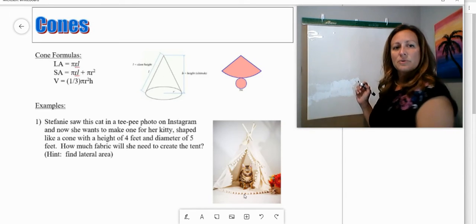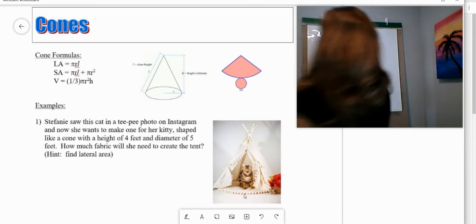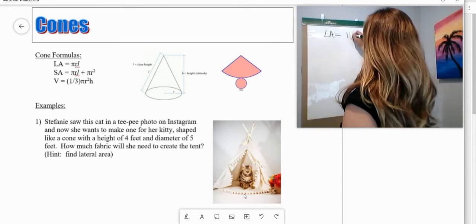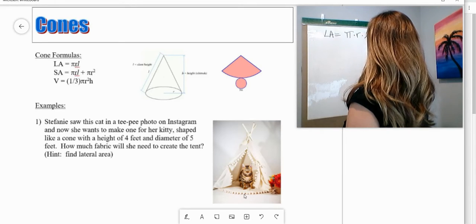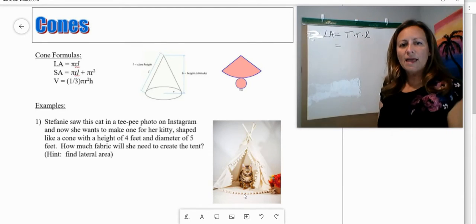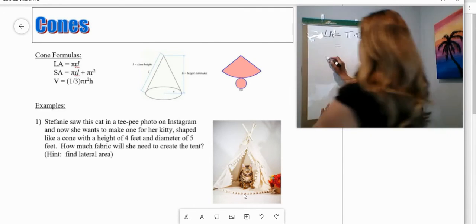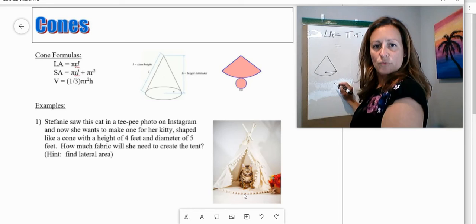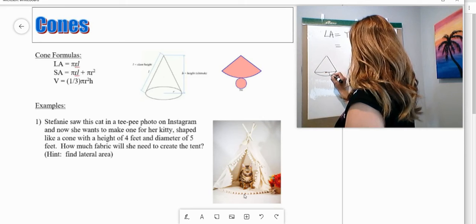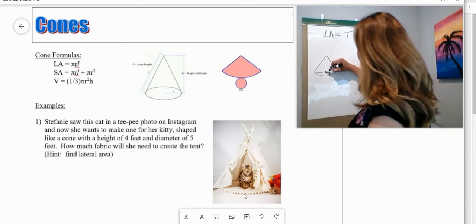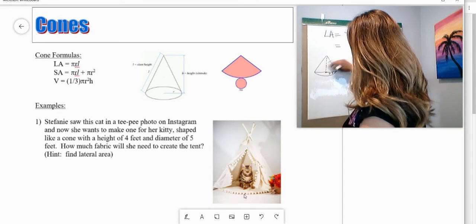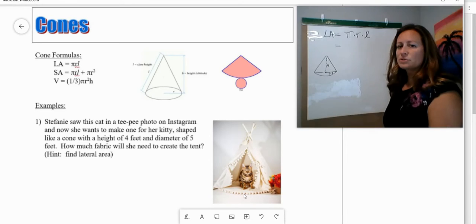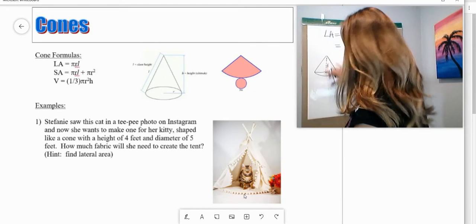Okay, so the lateral area is pi times radius times slant height. Now, have we been given the slant height of this TP? No, we actually have, for the cone, the diameter is 5 feet, so the radius is 2.5, and the height is going to be 4 feet. So in order to find the slant height, maybe I should make this a little bigger.